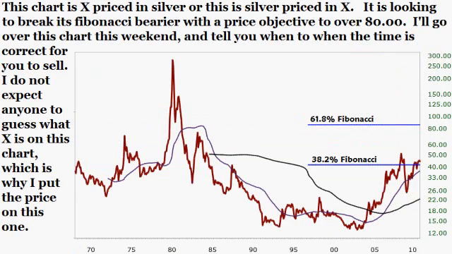On a previous video before I made this, I put up this chart and I said this chart is X priced in silver, or this is silver priced in X. It is looking to break its Fibonacci barrier with the price objective to over 80. I'll go over this chart this weekend or momentarily and tell you when the time is correct for you to sell. I didn't expect anyone to guess what X is on this chart, which is why I put the price on this one.